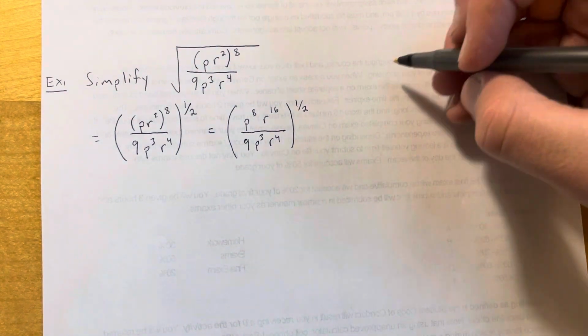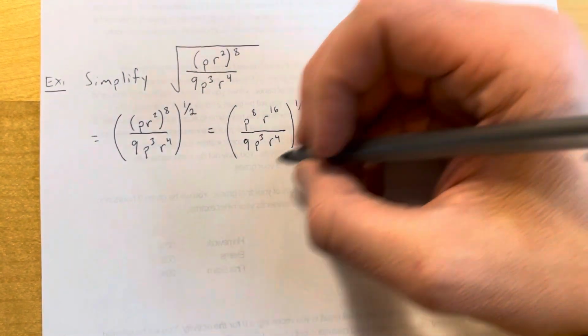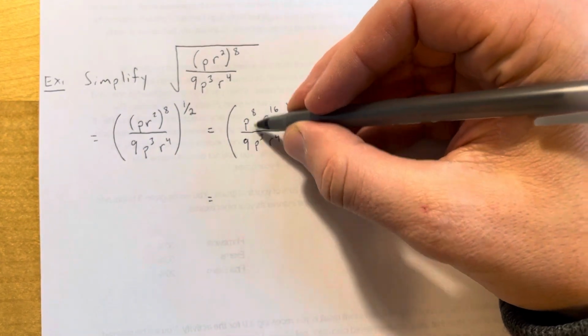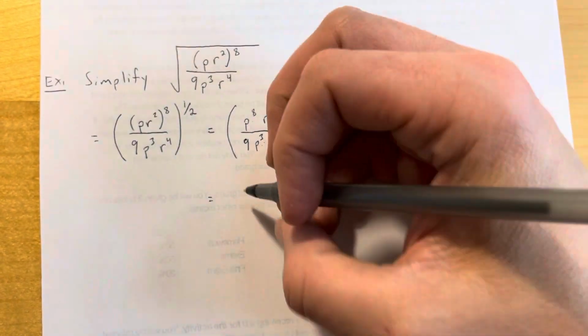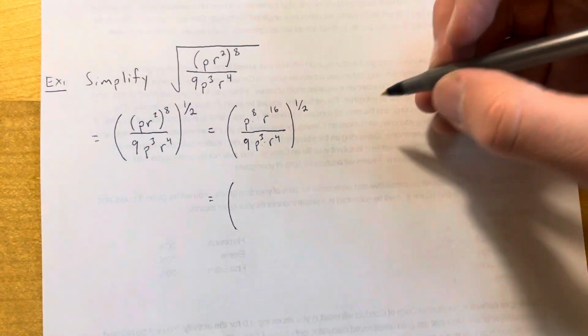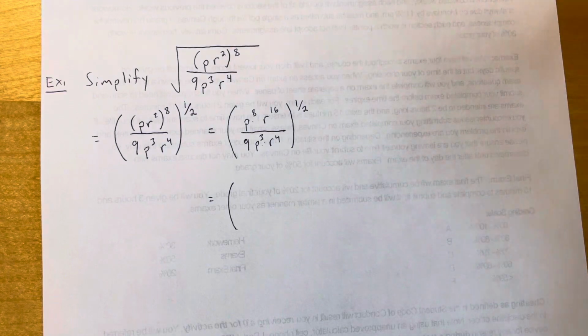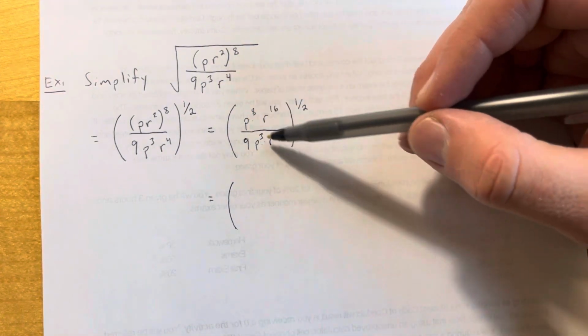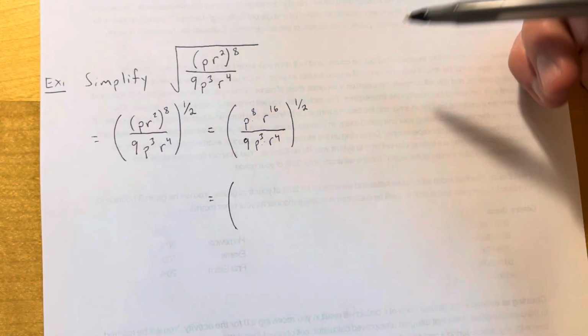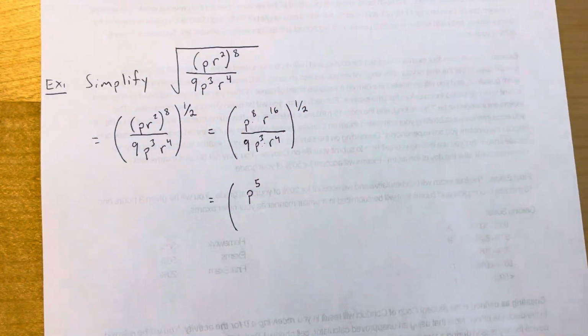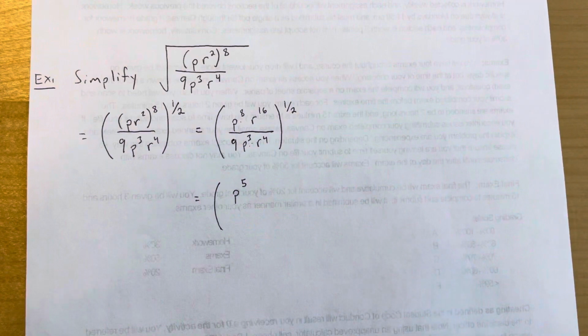Now at this stage, I can start simplifying things. So I have p's in my numerator and denominator, r's in my numerator and denominator, and I can start subtracting those. So subtracting the exponents, because that's the exponent property we'd be using. P to the 8th over p to the 3rd, I do 8 minus 3, which gives me a positive 5. Remember, when you do that, when you do the subtraction, the end result always lands in your numerator.